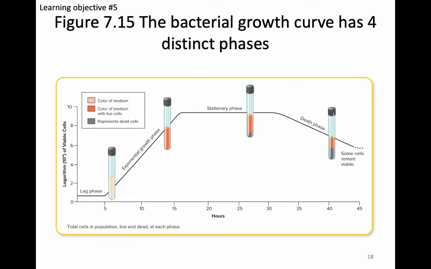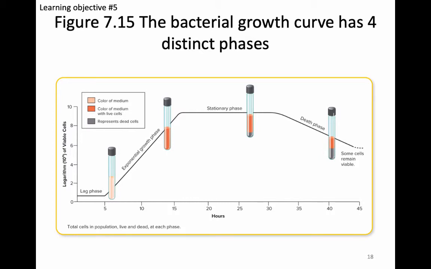Bacterial growth in a culture in the lab goes through 4 distinct phases. So we have time on the x-axis and log number of cells on the y. If we put bacteria cells in a tube with media which has all required nutrients, initially we would have a phase where there's no change in cell numbers, called the lag phase.